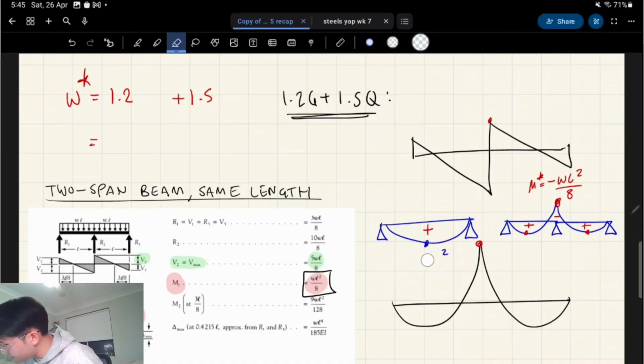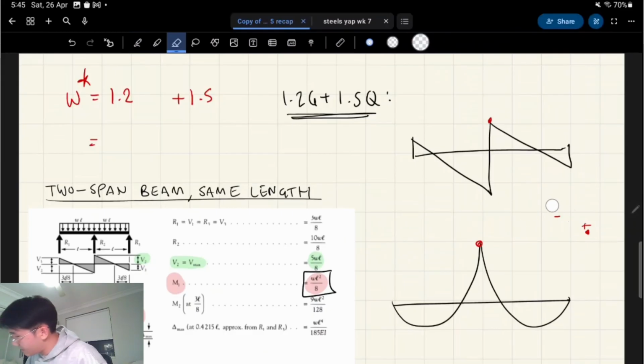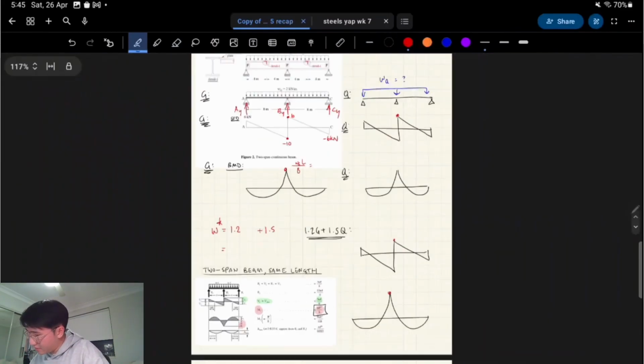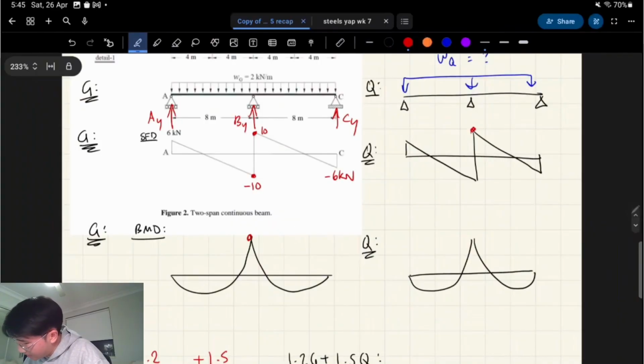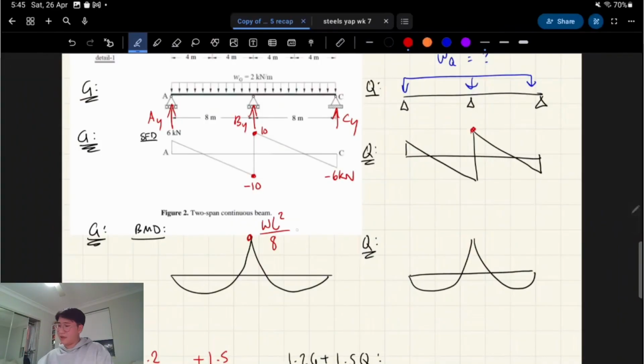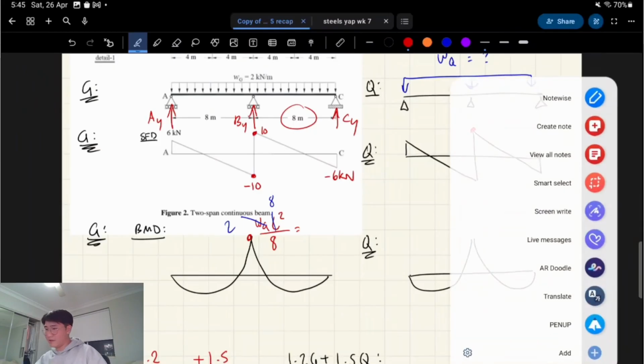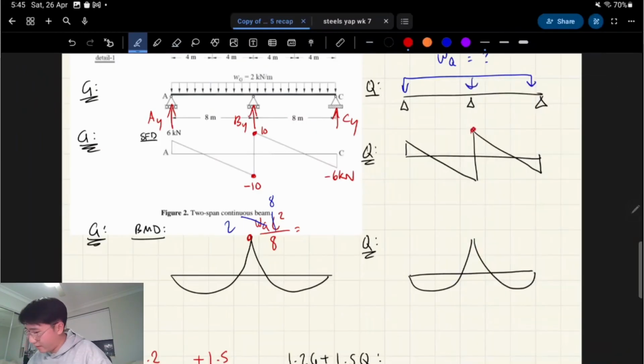Okay, so that aside, we're going to use that information to our advantage. WL squared on 8, we just change this to WG. We have 2, the span is 8. We're talking about one of the spans here, not 16 meters. This is all relative to one of the spans, and the spans are equal lengths. So that gives us 16 kilonewton meters as our max moment for just dead load.